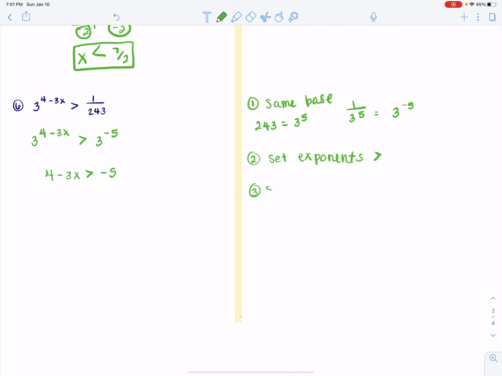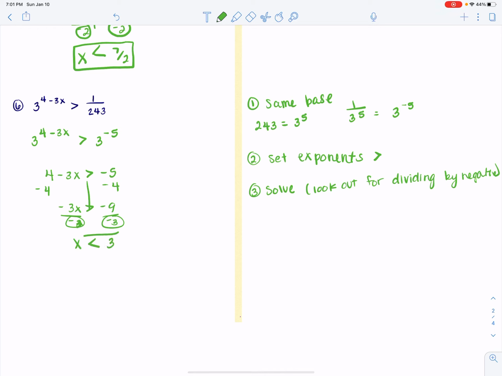Last, we're going to solve. And remember, you're going to look out for dividing by negative. If I don't divide by a negative, everything stays the same. So let's just solve. So minus the 4, negative 3x is greater than negative 9. Divide by negative 3. All right, I've divided by a negative, so my inequality flips around. X is less than 3. If I divided by a positive 3 there, nothing would change. But because I'm dividing by a negative, it's going to change around. And that's it.